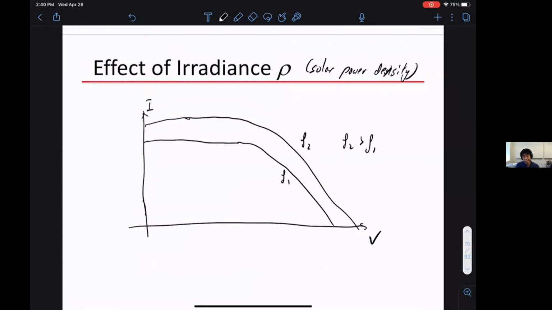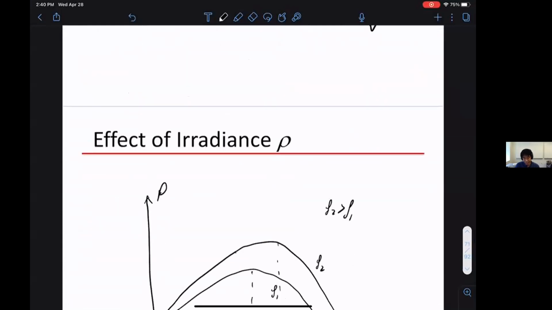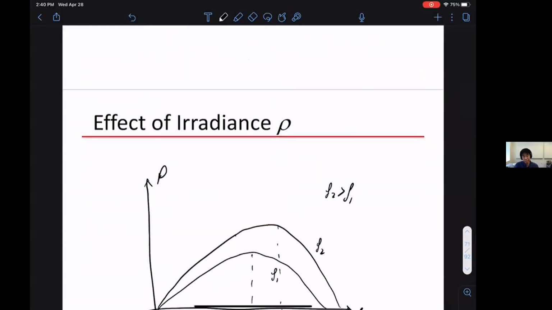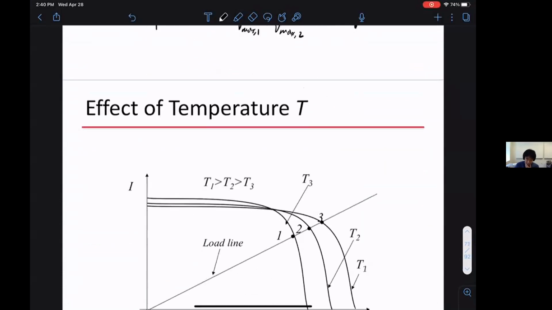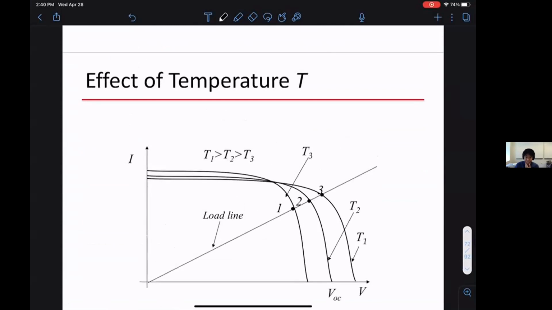So it's not a simple relationship. The curve will shift to the right and go up. So you need to change your voltage set point if you want to extract the maximum power. Okay, thank you.